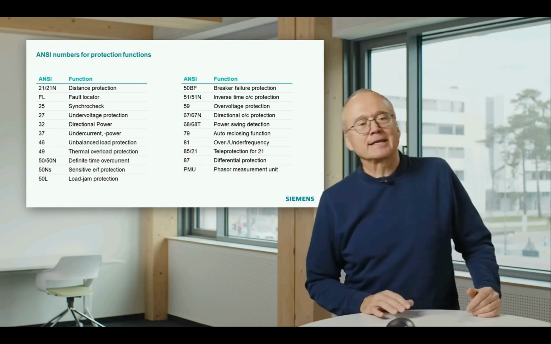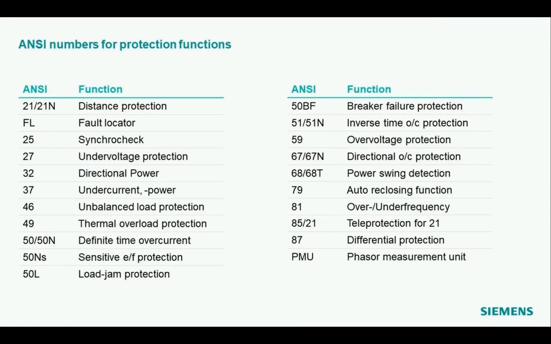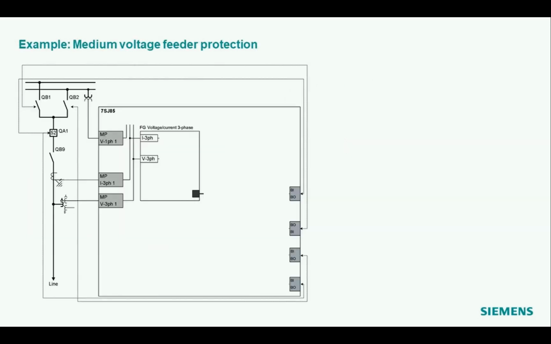You sometimes find the letter N behind a number, then it's a function which reacts on earth fault or which is tuned for earth faults. We also have NS, the lowercase s means sensitive. And we also have some functions where we don't have a number, like you see there the PMU, phasor measurement unit, the synchrophasor measurement, or the FL fault locator, where we measure the distance to the faults. So those are some newer developments where people didn't assign a number. So these numbers are often used in the diagrams. And now let's have a look at the example.